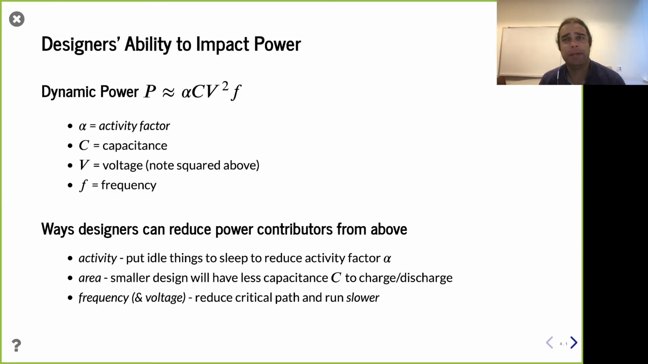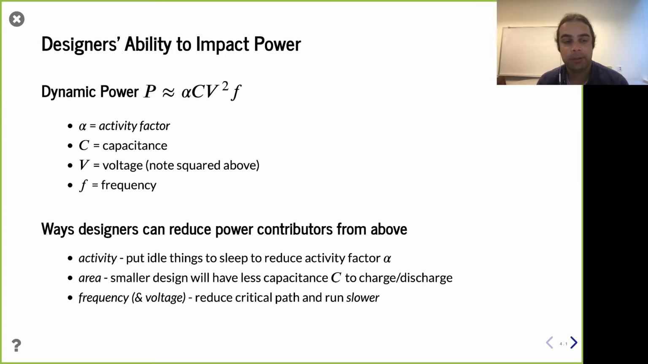So, given that background about the general motivation for why power and energy are important, let's appreciate where we fit into this picture, right? The high-level equation you see above here, which people use to express dynamic power in a circuit, is given as above, right? Basically, the power is proportional to the product of all these terms, right?